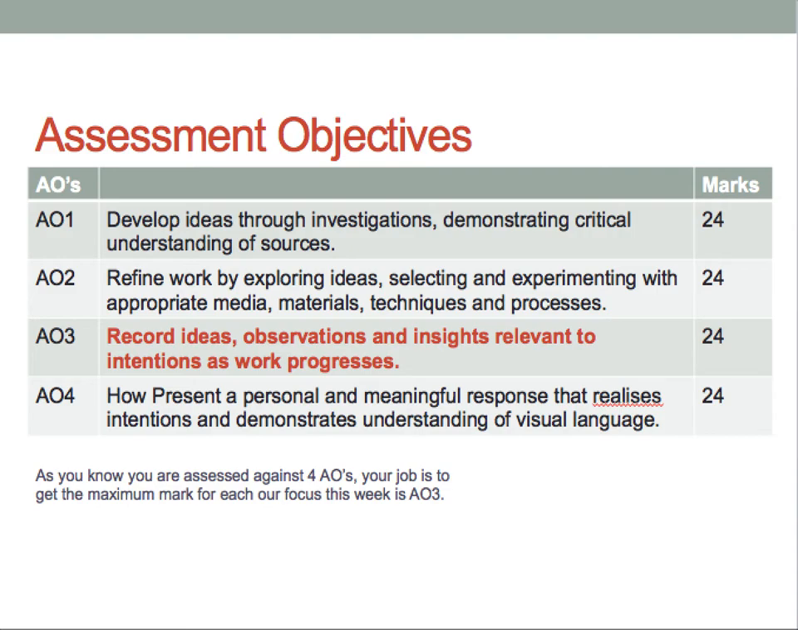So reminder again, we're looking at AO3, which is about recording ideas, observations and insights relevant to intentions as work progresses. So there's the key part: progresses. We've talked about our first artist outcome and we're talking about our second artist now. All the time we are telling the examiner what we're doing and why we're doing it. We want to get as many marks as possible out of them, 24 marks. Try to use keywords and talk about the formal elements.